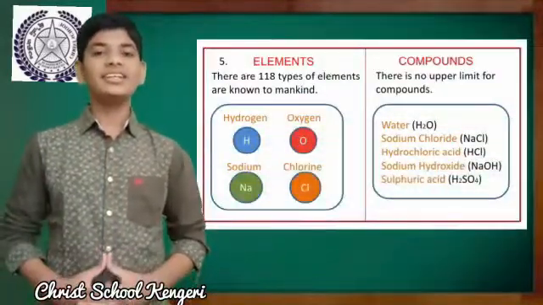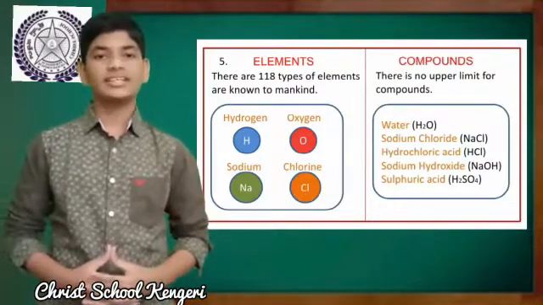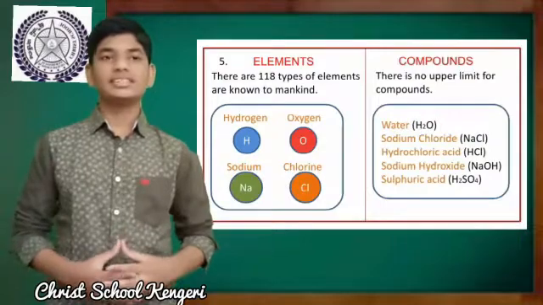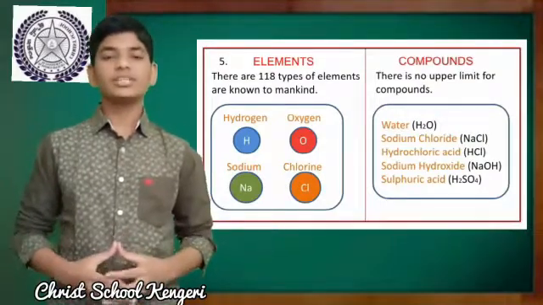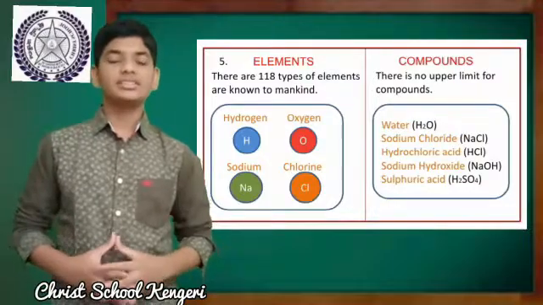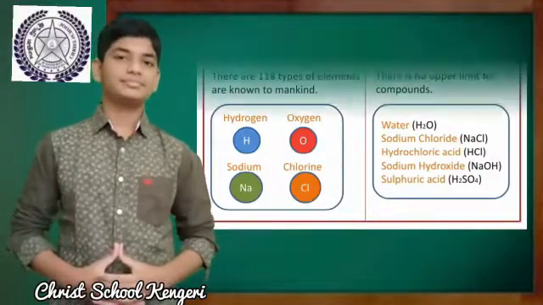There are 118 types of elements that are known to mankind. Example, hydrogen, oxygen, sodium, chlorine, etc. There is no upper limit for the compounds. Example, water, sodium chloride, hydrochloric acid, sulfuric acid, etc.